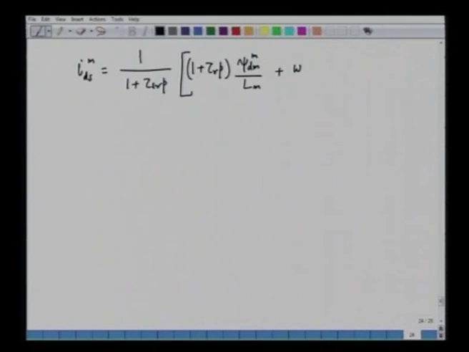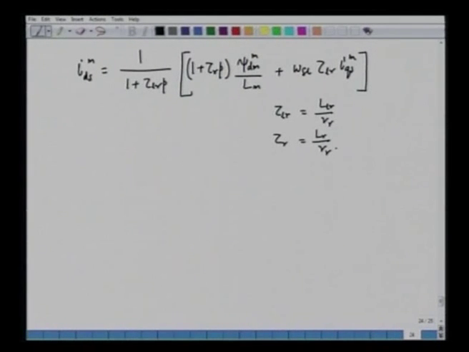Say IDS can be expressed in the following fashion: (1 plus tau LR p) into (1 plus tau R p) psi dm by Lm plus omega SL tau LR into IQSM. Okay. And here tau LR is the leakage time constant of the rotor, that is equal to LR by RR, and tau R is the time constant of the rotor, that is LR by RR.